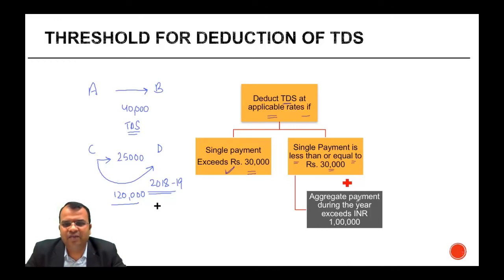So if the aggregate payment during the year exceeds 1 lakh, then TDS has to be deducted even if the payment is less than 30,000. So in this case, even though the amount is 25,000, it will still be liable for TDS because the total payment that has to be made is agreed in advance to be more than 1,20,000.